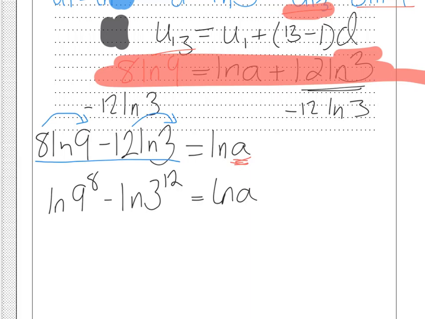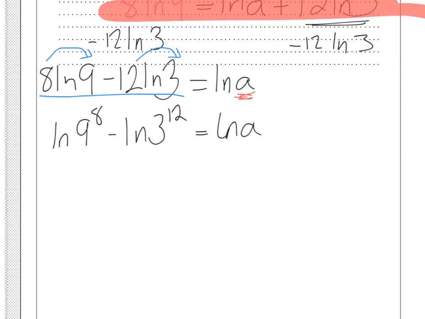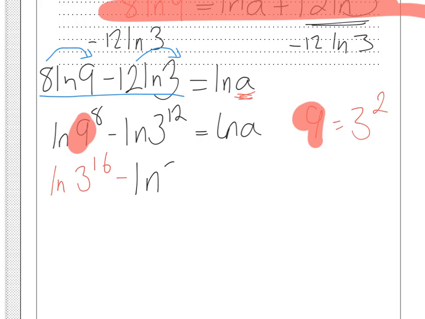Next step, again there's a couple of options. I'm going to go with turning the 9 into a 3. So 9 is the same as 3 squared. So instead of writing ln 9 to the 8, I'm going to write ln 3 to the 16. And then the rest is unchanged, equals ln A.